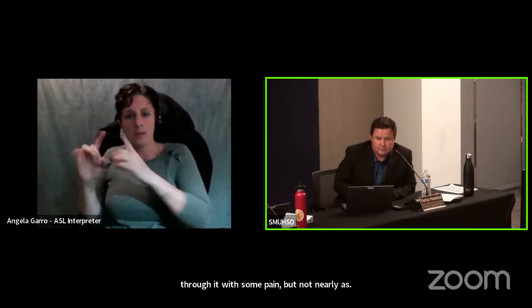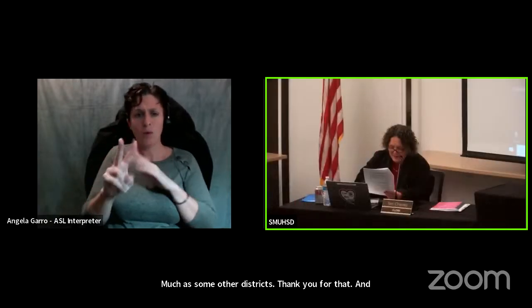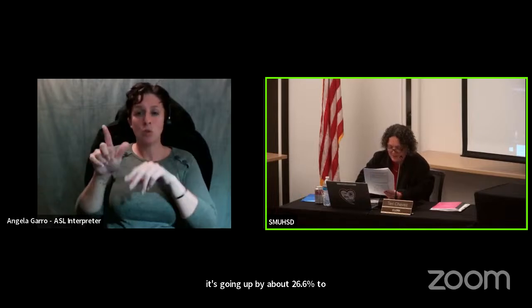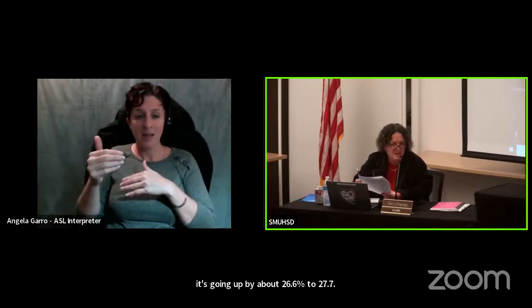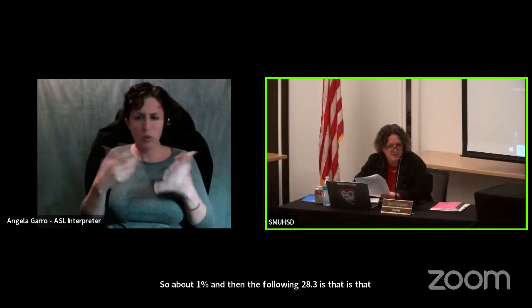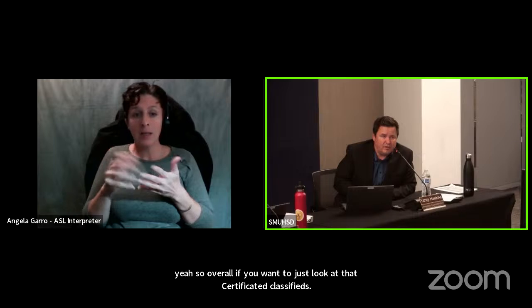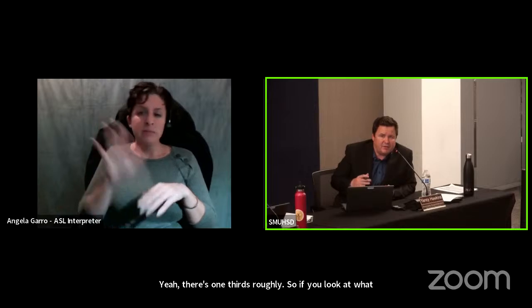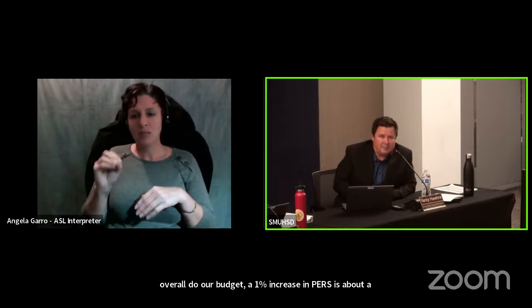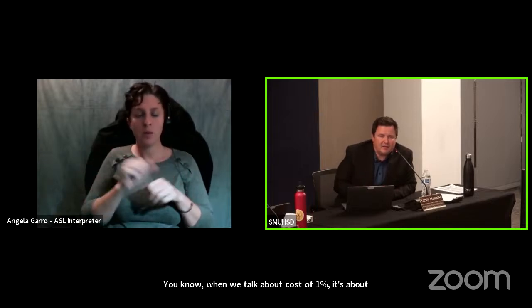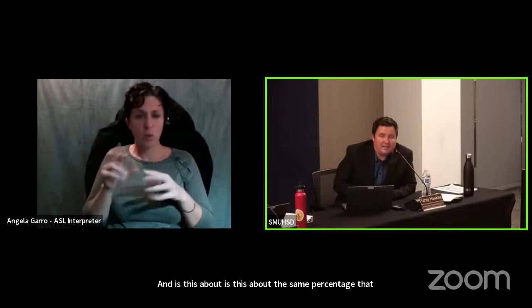And then with the PERS, it looks like in the forecast here, it's going up from 26.6% to 27.7, so about 1%. And then the following 28.30. Is that our forecast, or is that what they've already told us? So overall, certificated, classified, 2/3, 1/3 roughly. If you look at our overall budget, a 1% increase in PERS is about a 1/3% increase. So that's how it calculates out. Is that about the same percentage increase that it has been, or is the percentage increase declining?